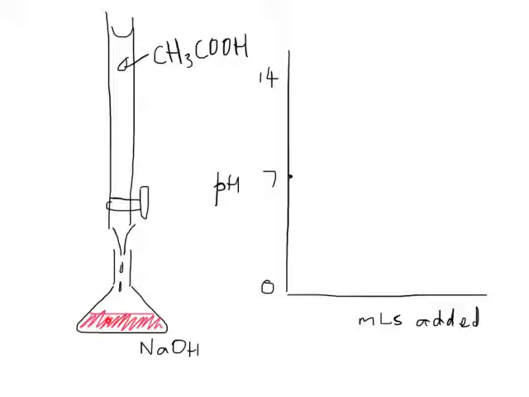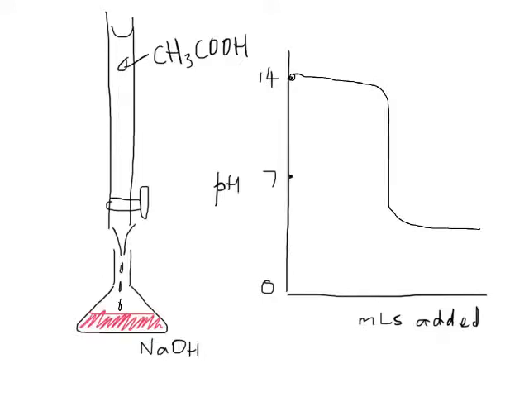So if we look at what's happening to the pH as you add the ethanoic acid to it, you start off with a very high pH because it's all sodium hydroxide, and as you add it, the pH drops, it drops, until eventually it will drop very rapidly, and then you'll level off again.